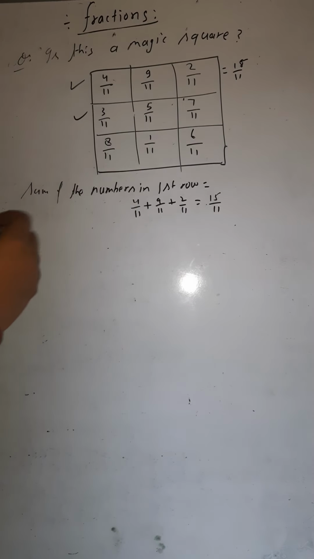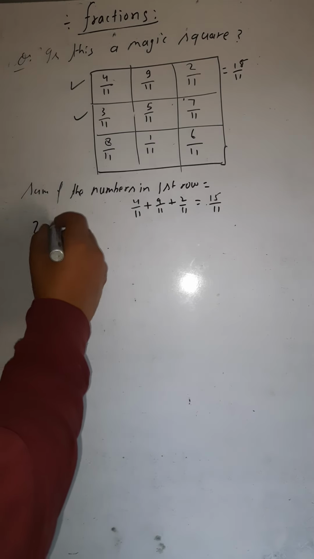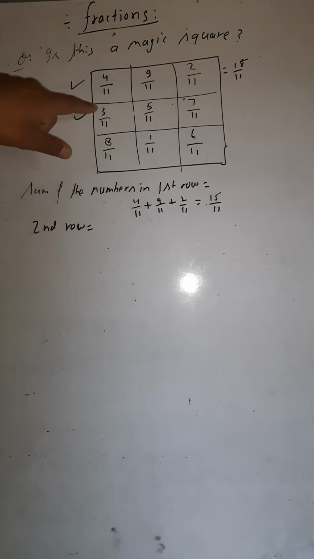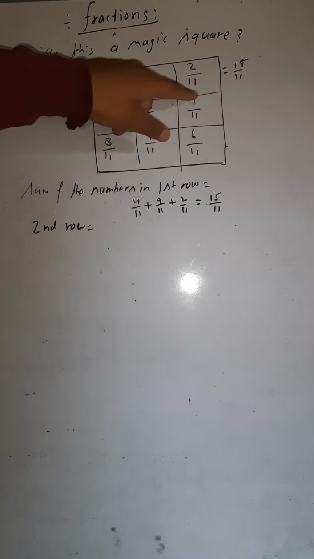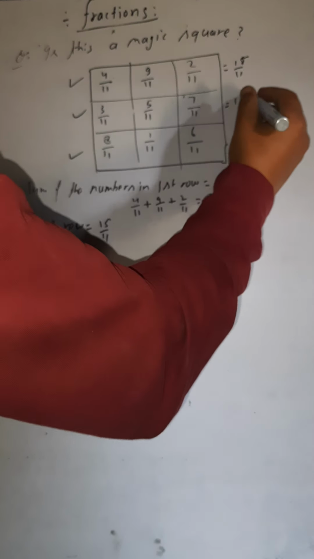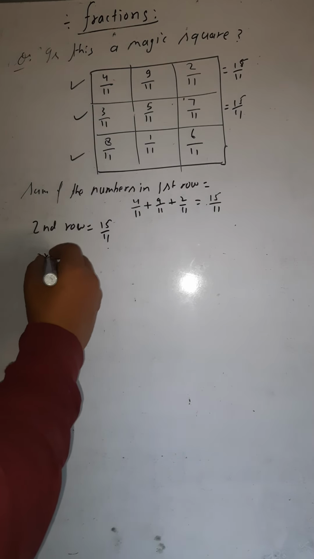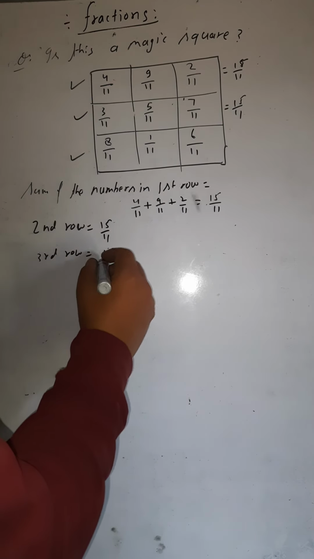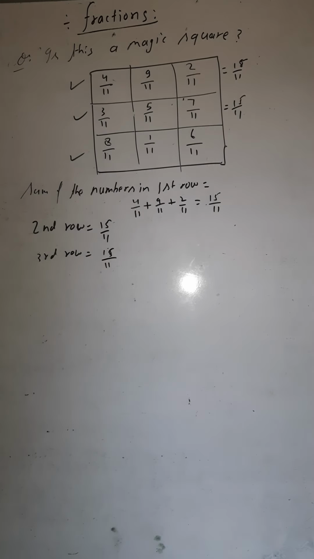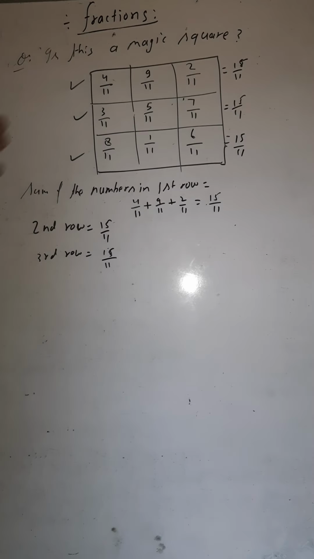Now the sum of the second row. Similarly, all the denominators are the same, so add all the numerators. 3 plus 5 is 8, 8 plus 7 is 15 by 11. Again it is coming 15 by 11. Sum of the third row: 8 plus 9 plus 6, 15 by 11 again. This means the sum of each row is coming the same, that is 15 by 11.